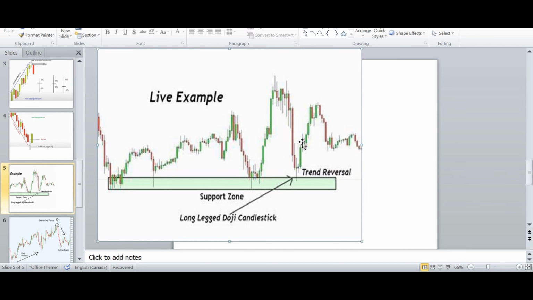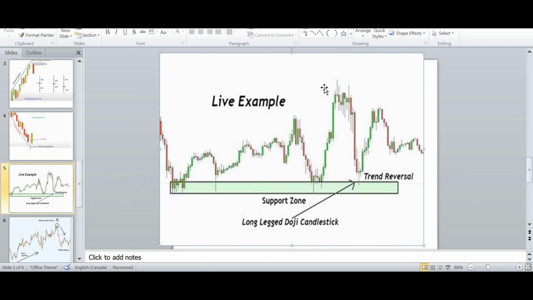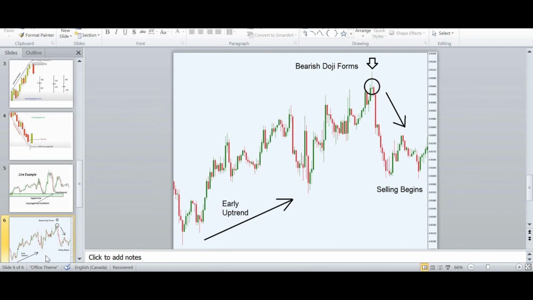So you could enter here or here. And for the take profit, you can just adjust the take profit at the next resistance zone level. From here, the price rejected twice, so this should be your first TP, and this should be your second TP. And for the stop loss, you can place your stop loss below the support zone.